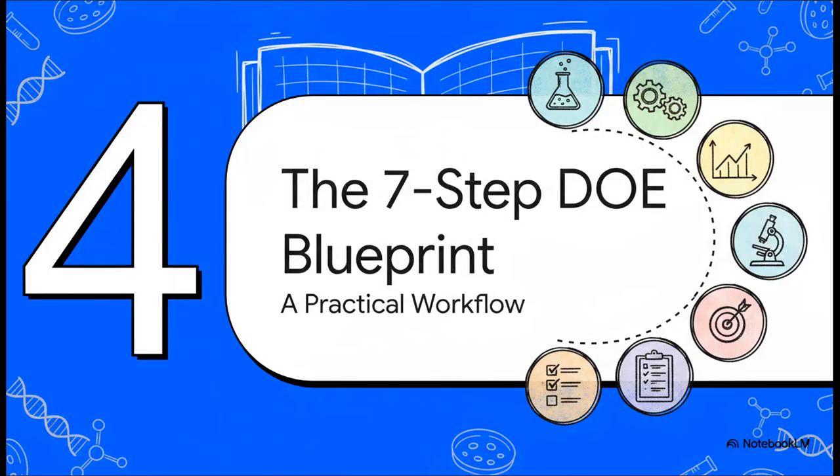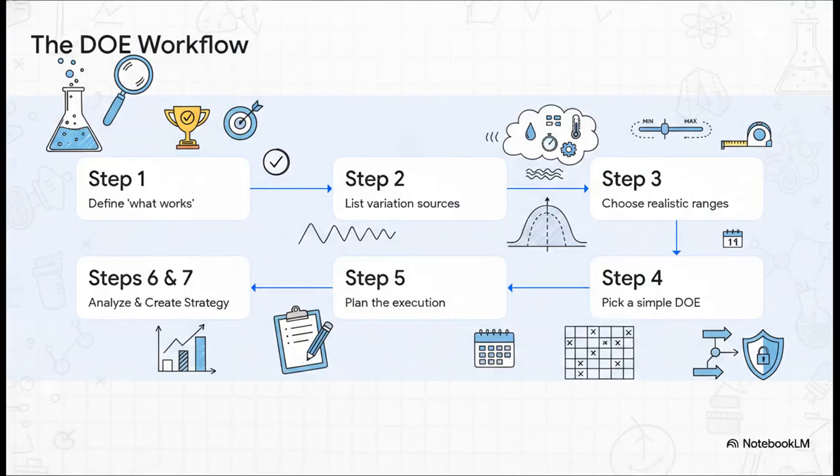So, how do you actually do this? Well, it's not as complicated as it might sound. Let's walk through a pretty straightforward 7-step blueprint that you can apply in your own lab. So first, you've got to define what success even looks like. Then, you list all the things that might vary. You choose realistic ranges for that variation, and you pick a simple experimental design. After you run the experiment, you analyze the results to make clear decisions. And finally, you turn those decisions into a rock-solid control strategy.